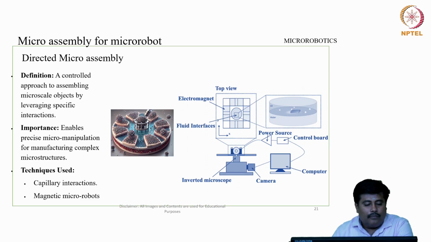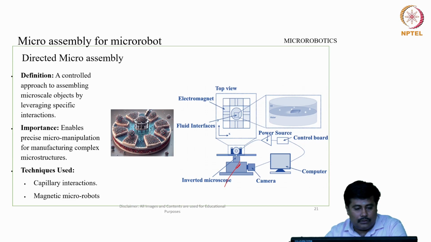Now, directed micro assembly is a controlled approach to assemble micro scale objects by leveraging specific interactions. Let us take an example here. This is a system where there is an inverted microscope, and fluidic sources are involved over here. There is an electromagnet which is placed at the boundaries and at the fluidic interface.